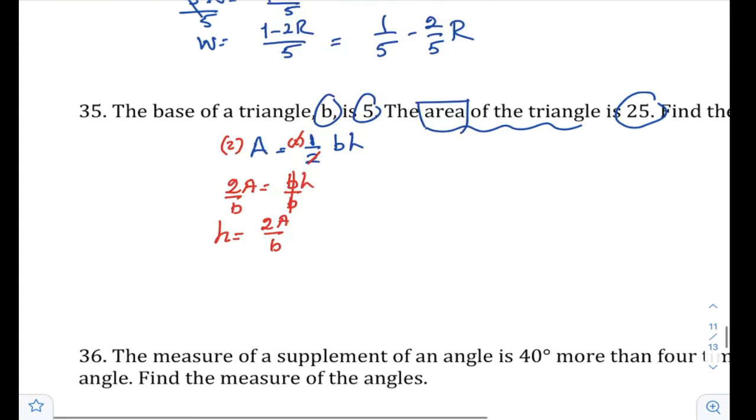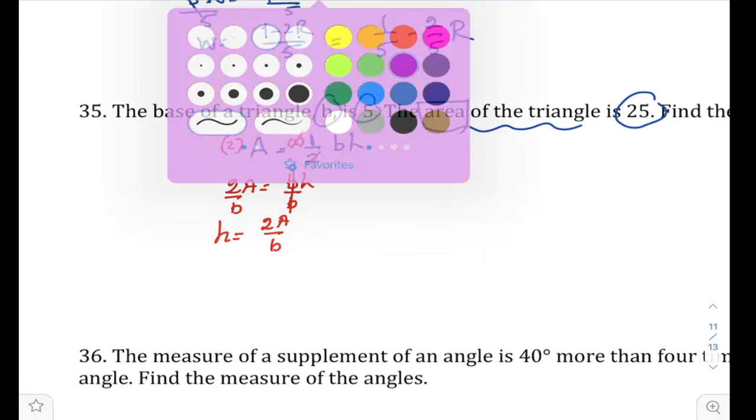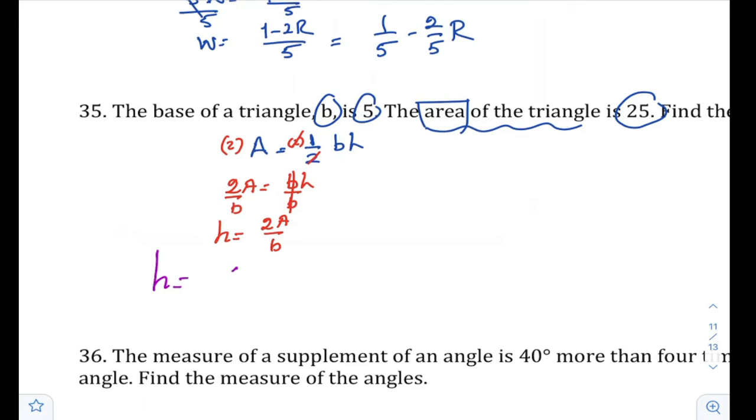What do we have here? Let's replace. When you replace, we have h equals 2 times, the area is 25, the base is 5. And when you multiply 2 by 25 is 50, divided by 5 is 10. So h is 10.